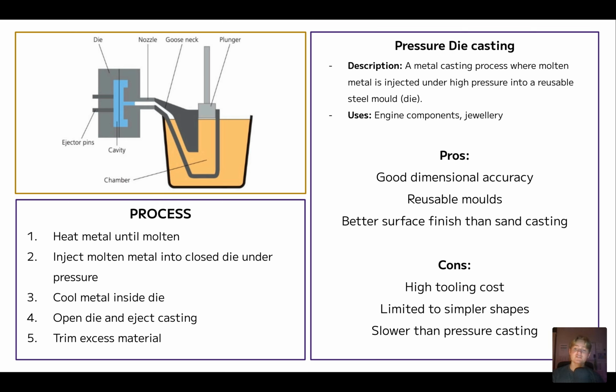The process you need to describe in your exam would be heating the metal until it is molten, so that is liquid form of metal, and then injecting that molten metal under a high pressure into the closed die, and waiting for it to cool inside of the die before opening it and ejecting the casting, at which point we can then trim any excess material as well as inspect for the quality.